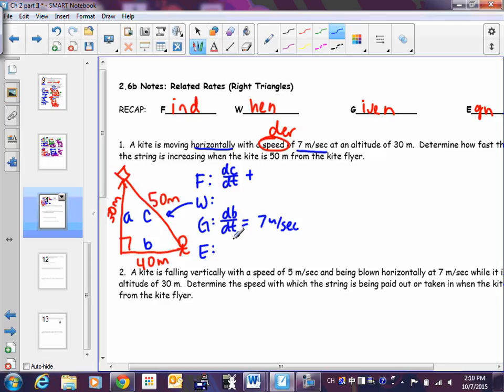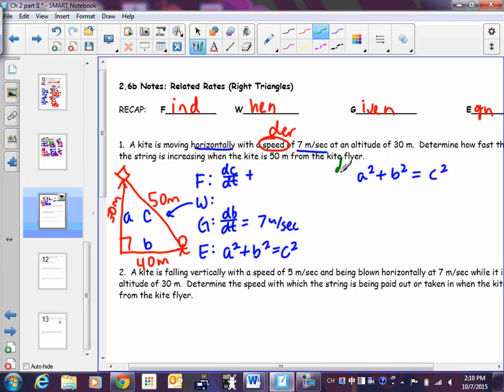Okay, and we've kind of hinted at this, but what is our equation going to be? Pythagorean theorem, a squared plus b squared equals c squared. And not all right triangle problems, but a lot of them are going to use this. It could be area, it could be trig, but Pythagorean theorem is a pretty common one. So let's go ahead and rewrite the formula up here. A squared plus b squared equals c squared.